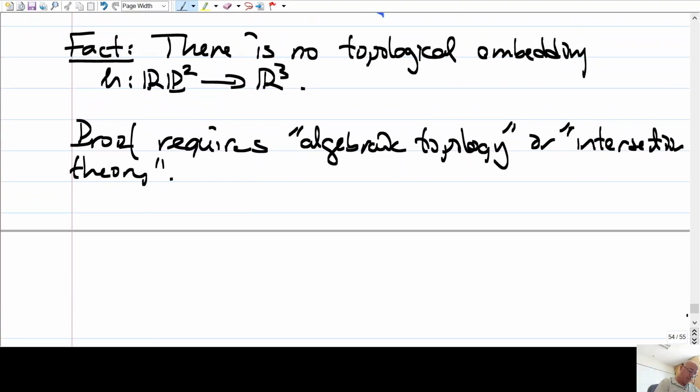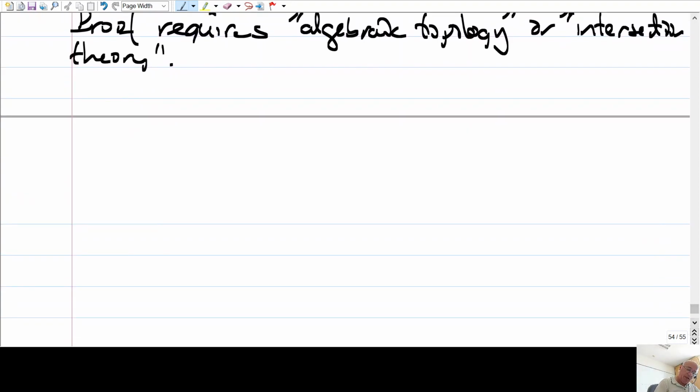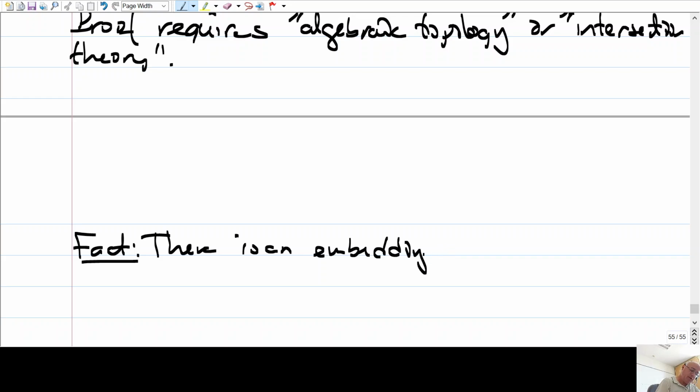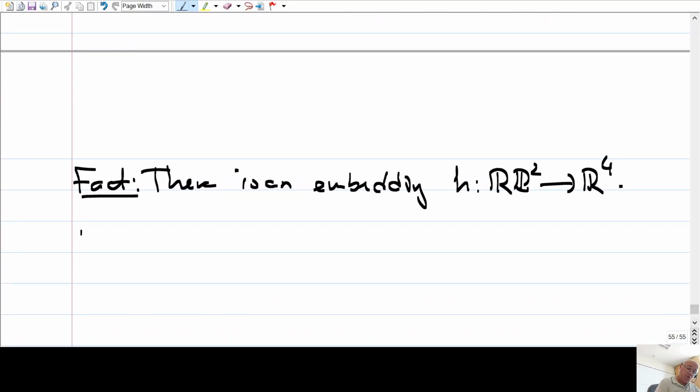But we can do it in R4 or R5. Another fact, RP2, so there is an embedding H from RP2 into R, even R4. Okay, and the proof of this is not very difficult.